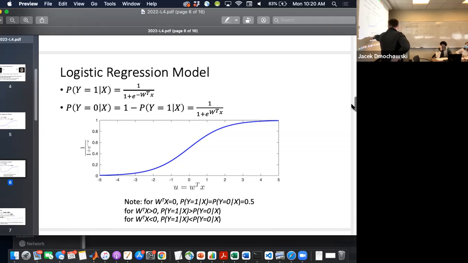On the other hand, if this inner product is very positive, the model's telling you that it's very confident that this is a cancer image, in the case where y equal to 1 means cancer. If it's very negative, it means that it's very confident that it's a healthy image.